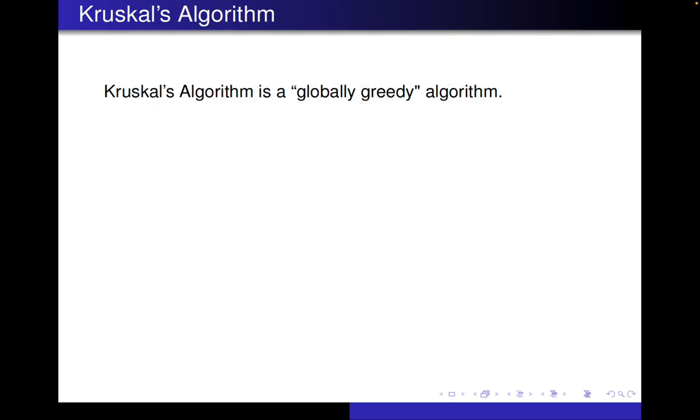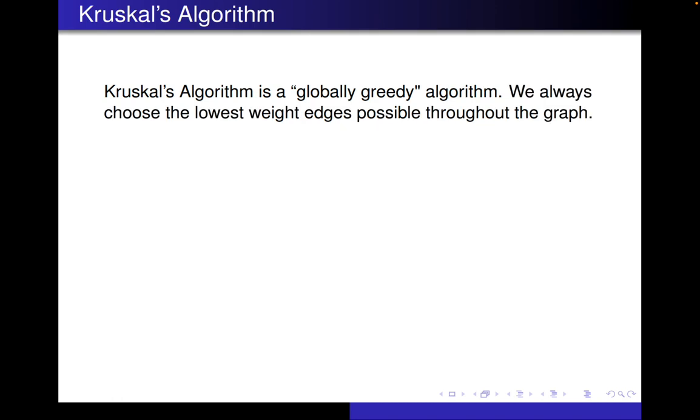So our first algorithm, called Kruskal's algorithm, is what I would call a globally greedy algorithm. What we do is we look at all the new edges available at each step and choose the one that has the lowest weight possible.